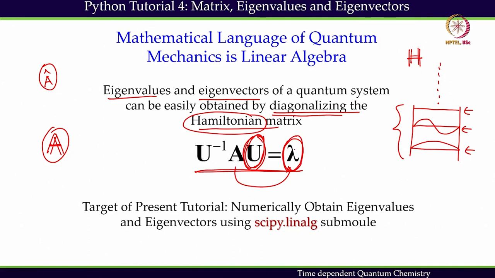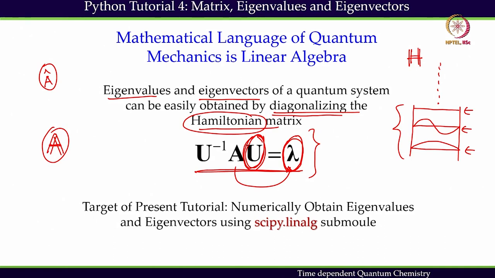So, all information will be just clubbed together, arranged together in these two matrices. And if we perform this unitary matrix, what is the origin of this unitary matrix? We have studied already. So, if we perform this unitary linear transformation, then we get this diagonal form, diagonalize the matrix, and we get eigenvalues and eigenvectors.